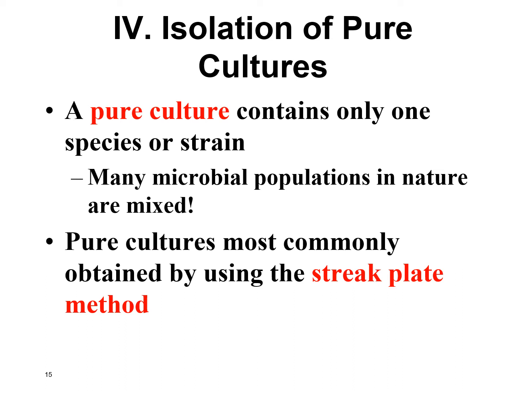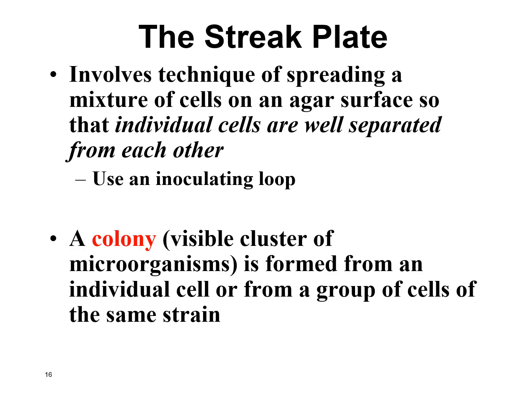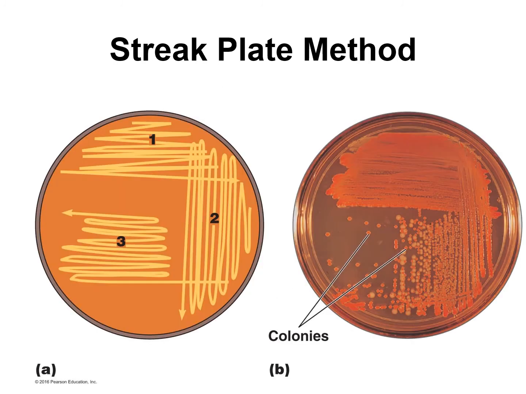How we get these pure cultures, we're going to use the streak plate method. Okay, and we're going to just show you this in a picture, and we'll talk about these colonies on the picture. Okay, so in lab, you would be doing this. What you would do is you would take a sample from the patient's urine.